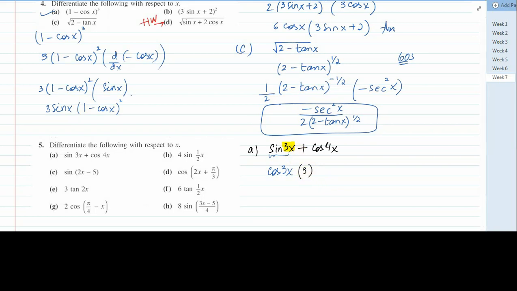Similarly, the derivative of cos 4x, it's minus sine 4x, and again we need to find out the derivative of that angle. The derivative of 4x, it's 4. We can arrange it, so it will be 3 cos 3x minus 4 sine 4x. That is your answer, and you have a time of 40 seconds to note down the solution in your copy, so start.